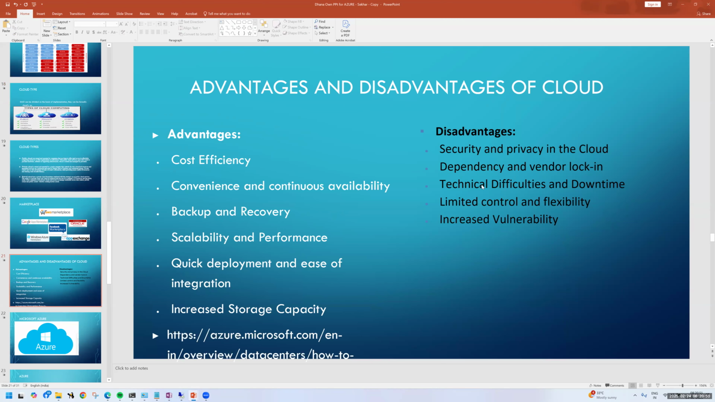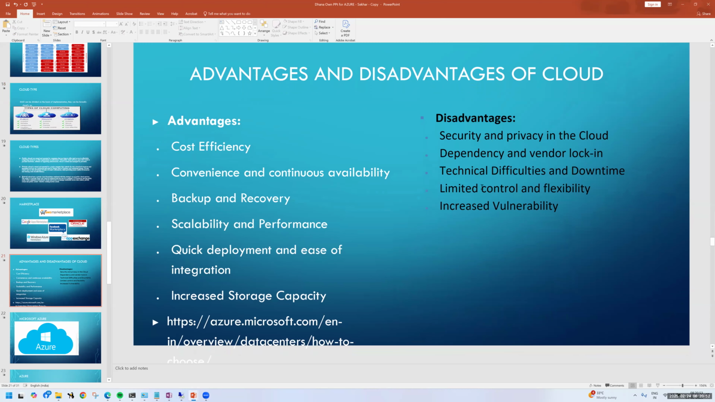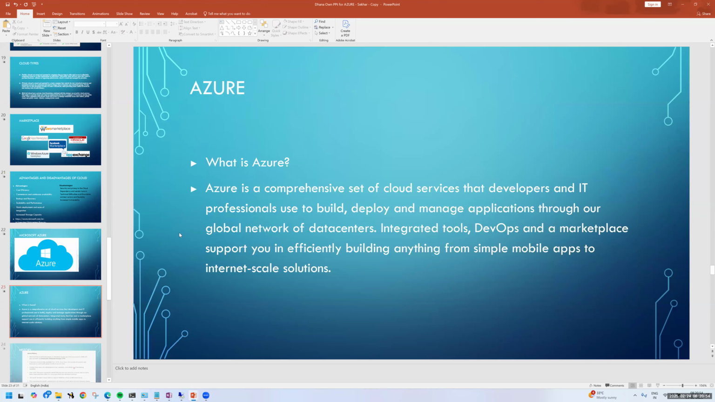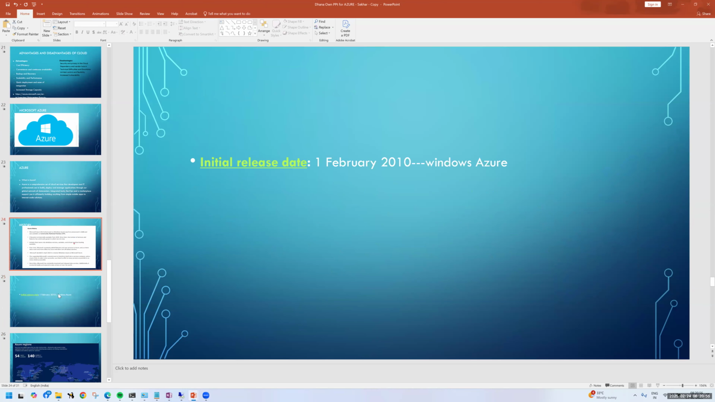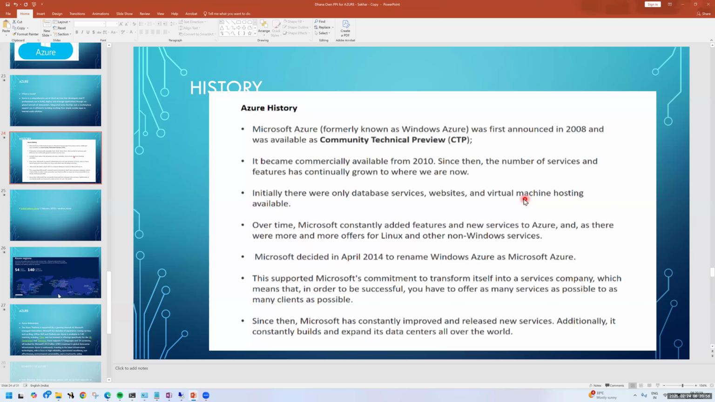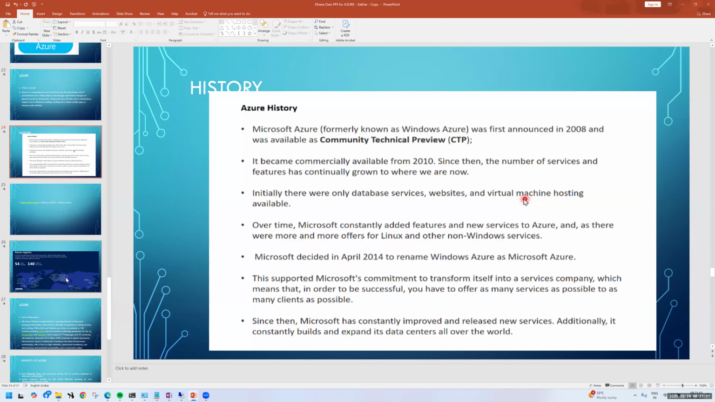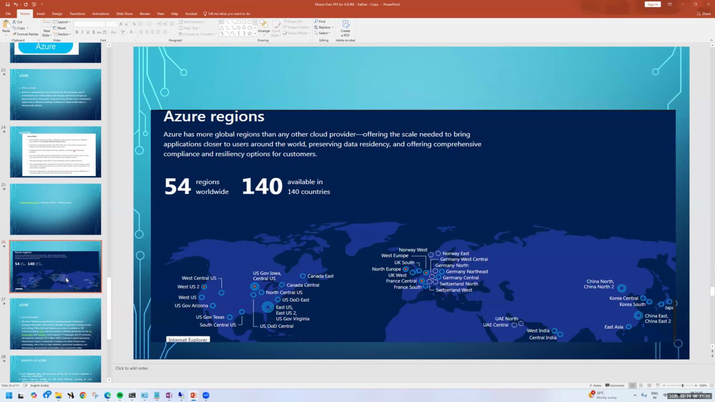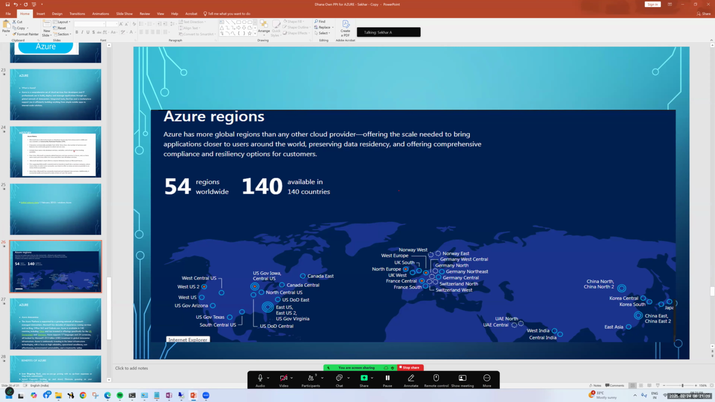Anyone? One is low cost. You know, right? 50% of products from Microsoft are utilized by the entire market. In the market, 50% of products are developed by Microsoft itself. Clear? So Microsoft Azure has occupied the entire market in the US and other countries as well.